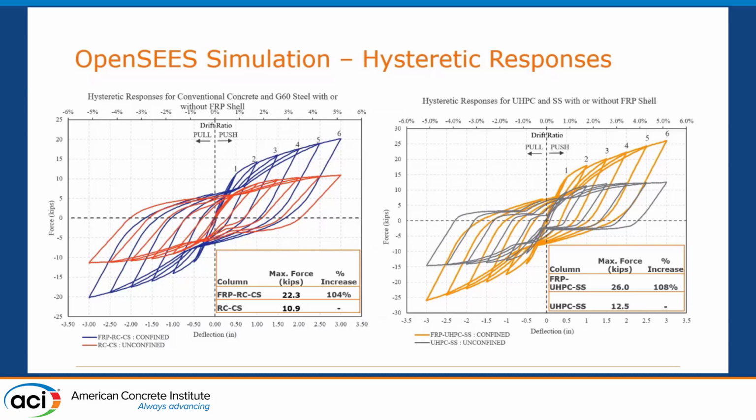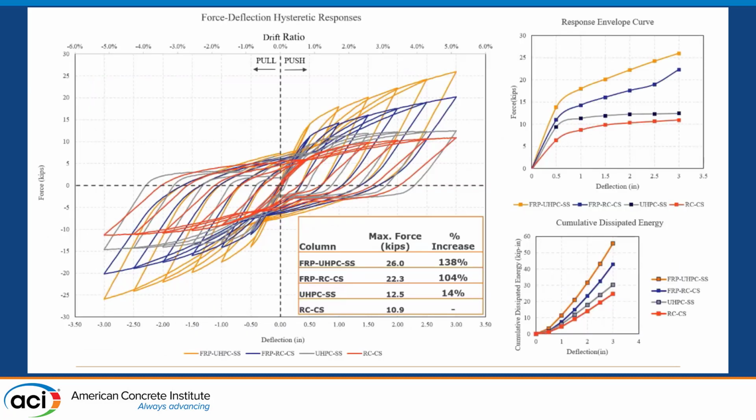Now, when we compare all 4 specimens altogether, you can see the increase from the control specimen, the regular reinforced concrete specimen. If we replace reinforced concrete with UHPC materials, we have only 14%, and I'll explain that in a minute. And then if we include the FRP tube, the increase from the regular reinforced concrete was 104%.